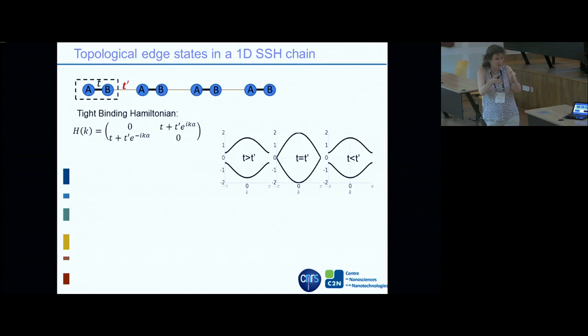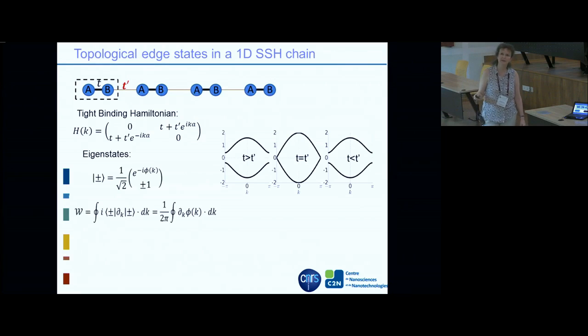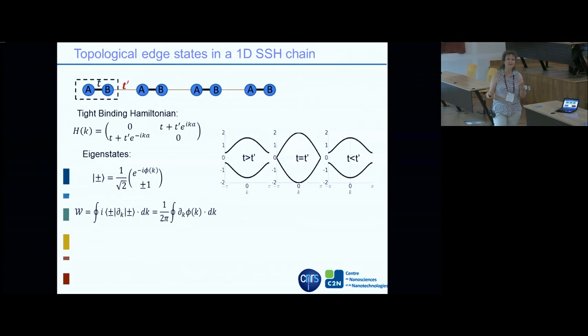It just depends how you define your cell, whether it starts with A or whether it starts with B. Okay? So now the eigenstates can be labeled that way, so can be written that way, where phi is a phase. And you can calculate the winding number, which corresponds to the analog of the Chern number, but in 1D, which is named Zak phase. And so this is actually the integral over k of this phase.